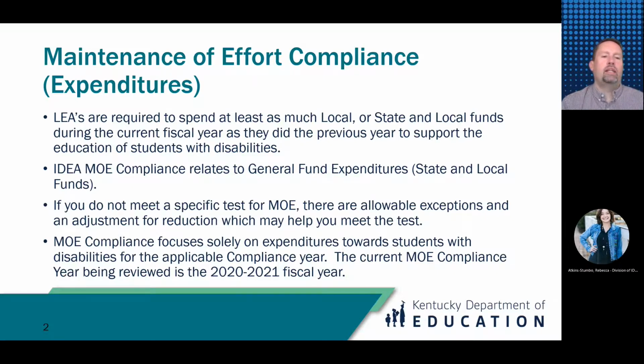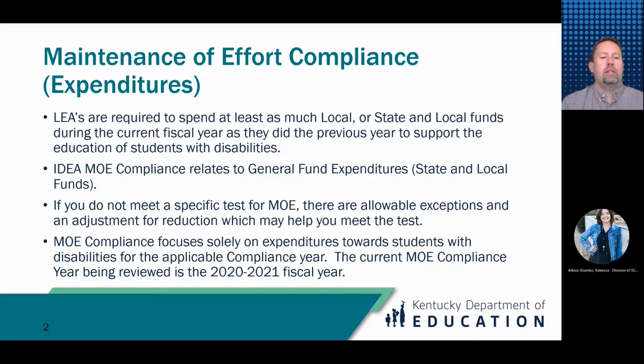With maintenance of effort compliance, as I said before, that revolves around your past expenditures, and the gist of it is you're required to spend at least as much local or state and local funds during the current fiscal year as you did during the previous year to support students with disabilities. Again, the main thing to think about is that it relates to your general fund expenditures, around your state and local funds. And your state and local funds make up your general fund expenditures.